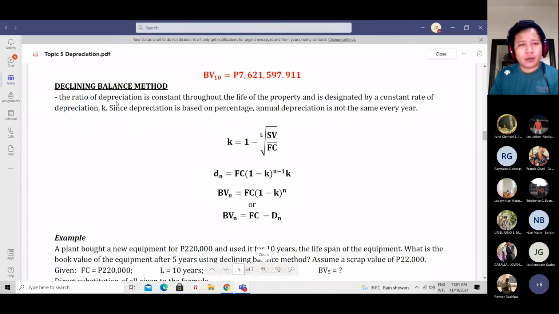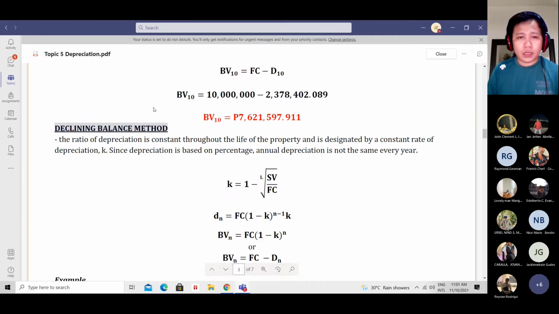So declining balance method, the ratio of depreciation is constant throughout the life of the property and is designated by a constant rate of depreciation K. Now, since depreciation is based on percentage, annual depreciation is not the same every year. Now, for declining balance method, lahi sa iyang pamaagi.